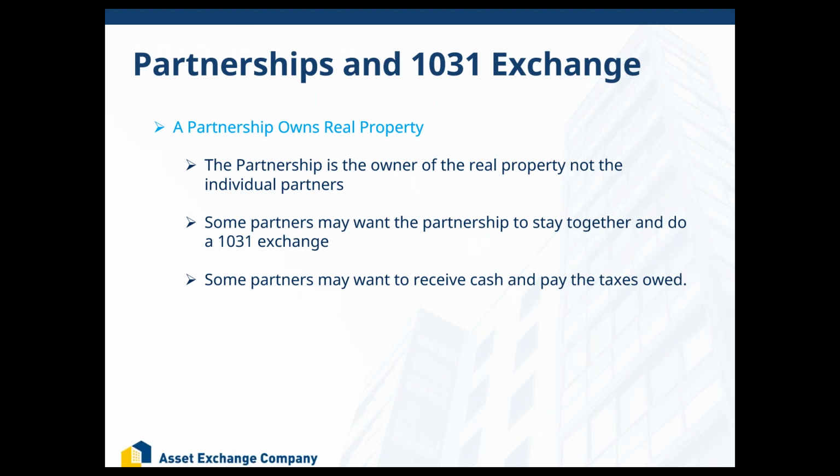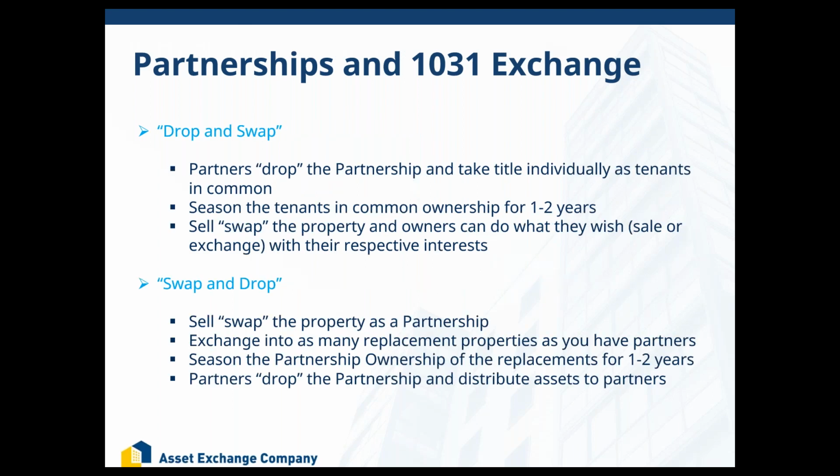All right. You may have another partner that says, you know what, I don't think we should do any of that. I don't think we should have the partnership buy any more replacement properties. I think we should just not do a 1031 exchange and pay whatever taxes are due. Okay. Well, how can you satisfy both of those partners' goals? Well, here's two solutions.